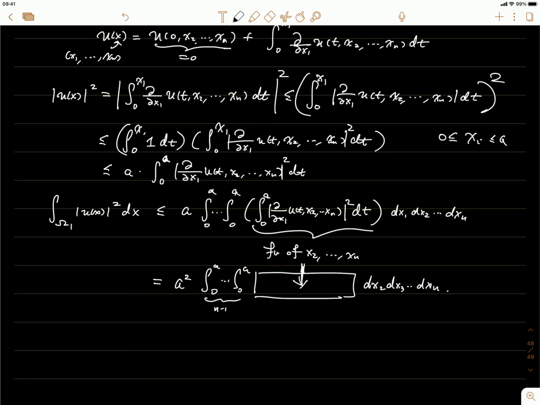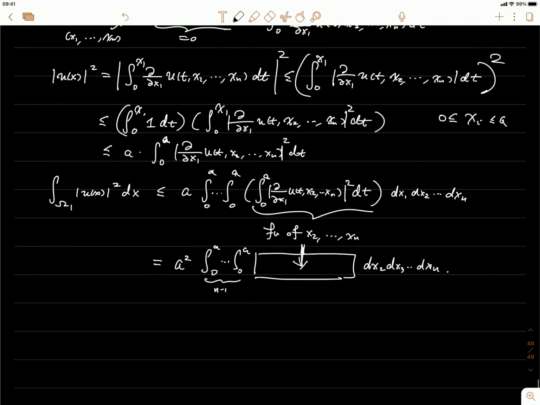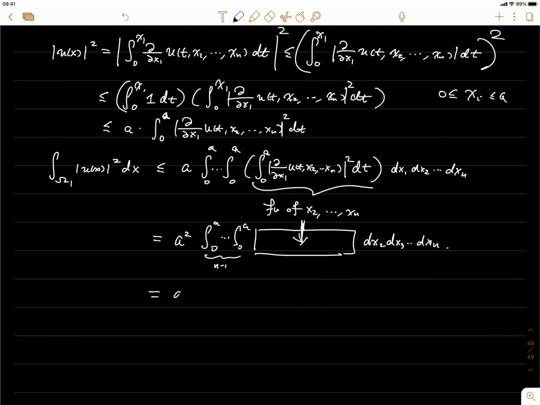So that inside this, I actually can replace this t by x1, but it's just a change of variable. It doesn't change what this one actually is. It's still independent of x1 itself. Okay, but I can put it back, and then the whole thing on the right hand side becomes just the integral over omega 1 of this, ddx1 u of x1 through xn, dx1 dx2 all the way to dxn. This should be squared.